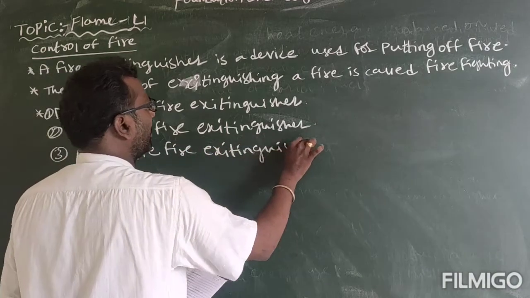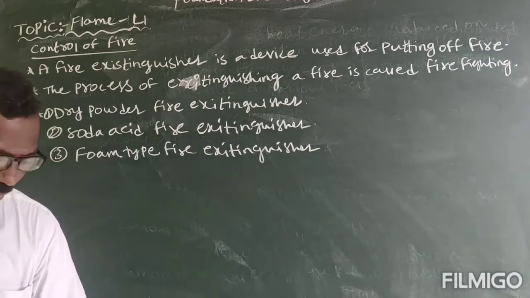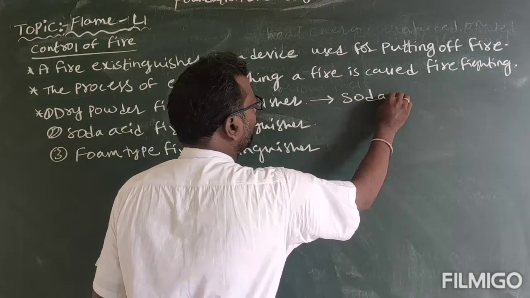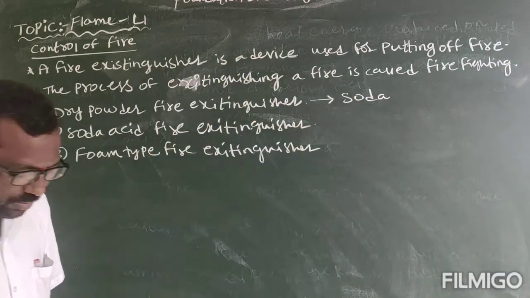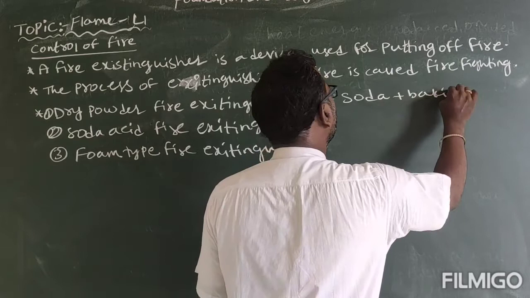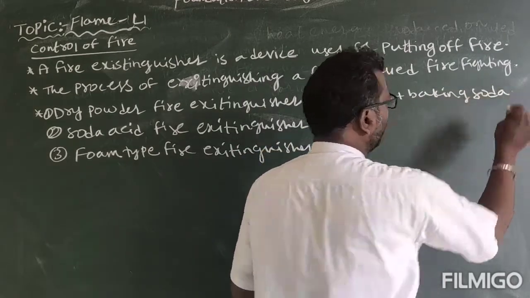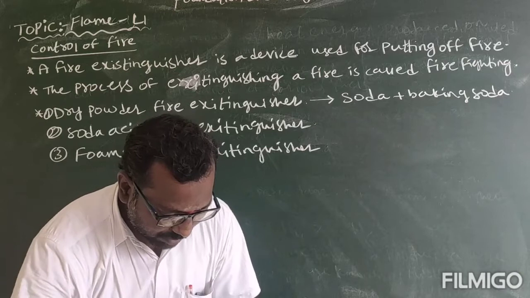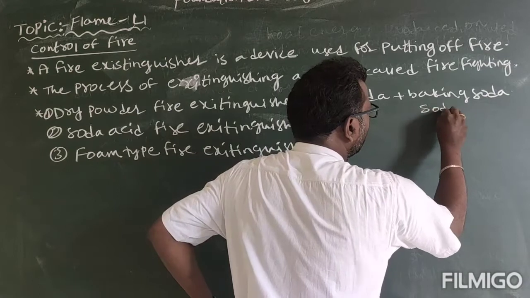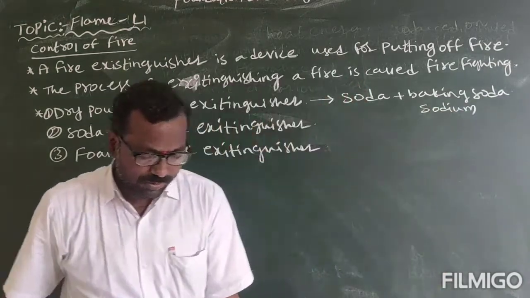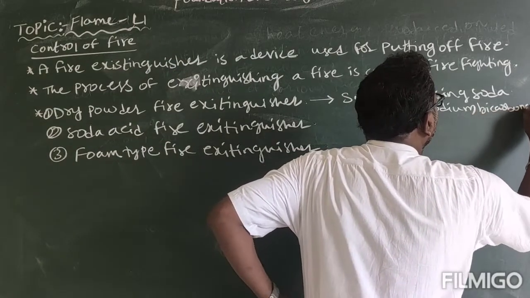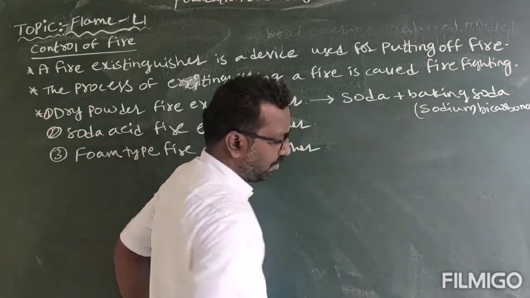And I already clearly told you, in the dry powder extinguisher it is a mixture of soda and baking soda. Baking soda means what? Sodium bicarbonate.